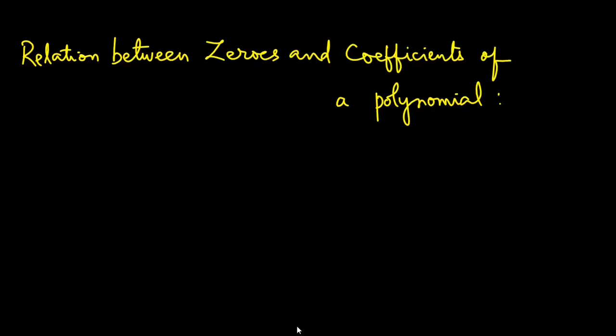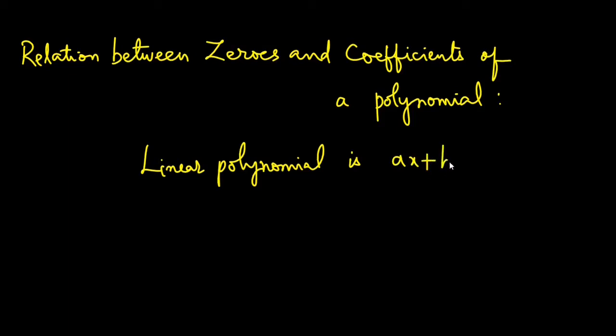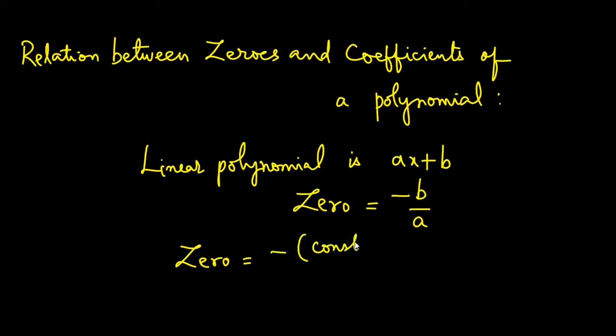Hi everyone. In this video, let us see the relation between zeros and coefficients of a polynomial. The general form of a linear polynomial is ax plus b. The zero of this polynomial is minus b by a. So here the zero is minus of constant term by coefficient of x.